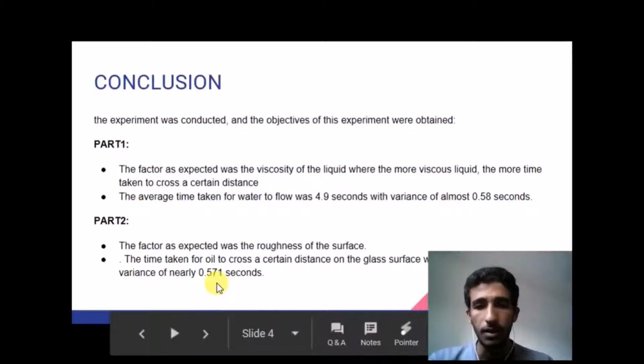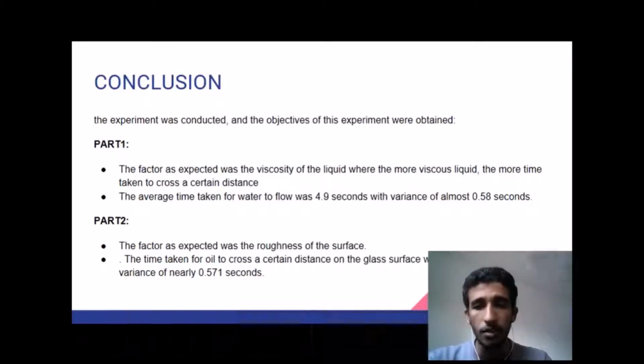In conclusion, the experiment was conducted and the objectives of this experiment were obtained. In the first part of the experiment, the factor, as expected, was the viscosity of the liquid, where the more viscous the liquid, the more time taken to cross a certain distance. The average time taken for water, for example, to flow was 4.9 seconds with a variance of 0.85 seconds, which means that water has the lowest viscosity among the liquids studied.